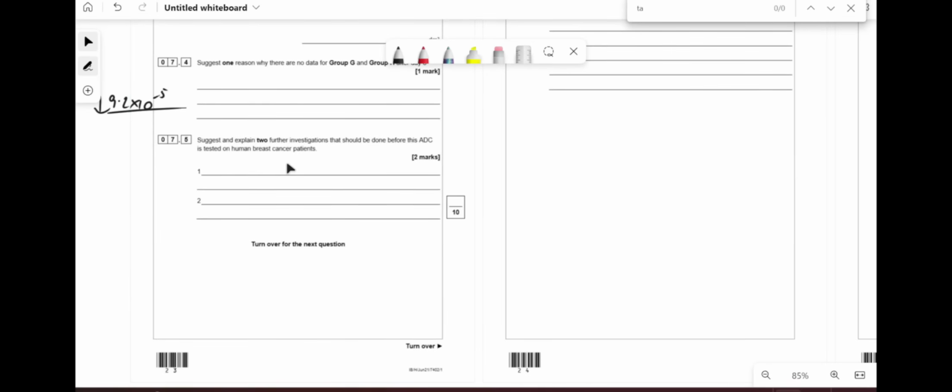So we should probably test it on other mammals to see if there's any side effects. Then test it on humans to see if there's any side effects. And obviously, we need to find out what concentration or dose is suitable, to the point where it does enough of what we want but doesn't cause side effects. Those are just general pointers.